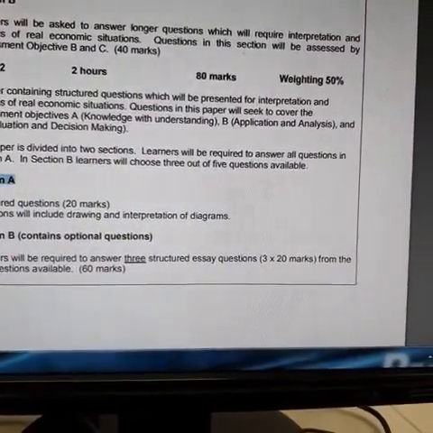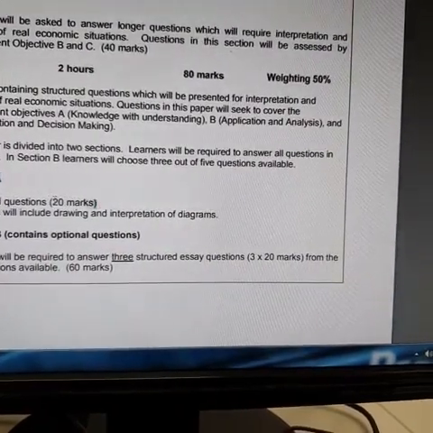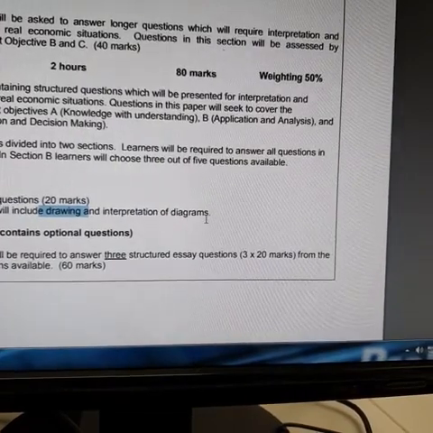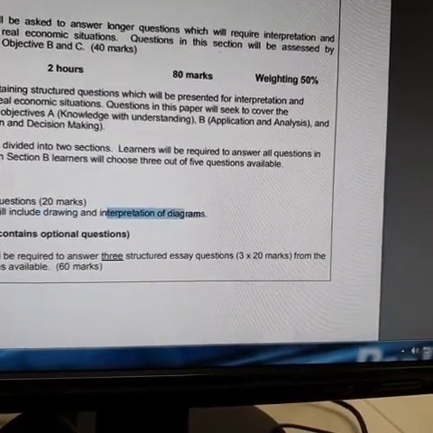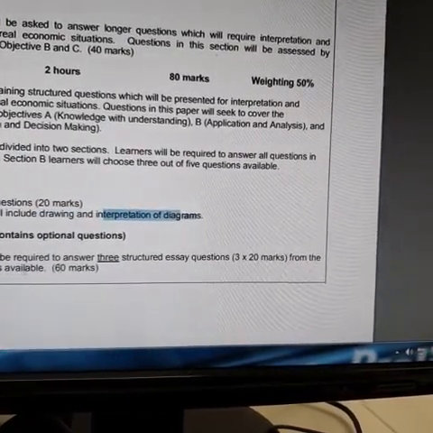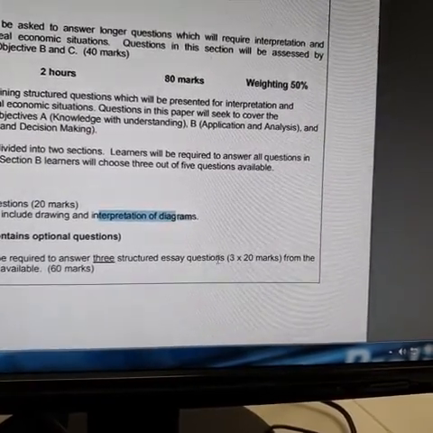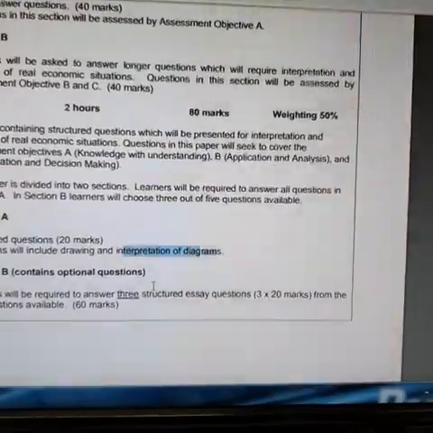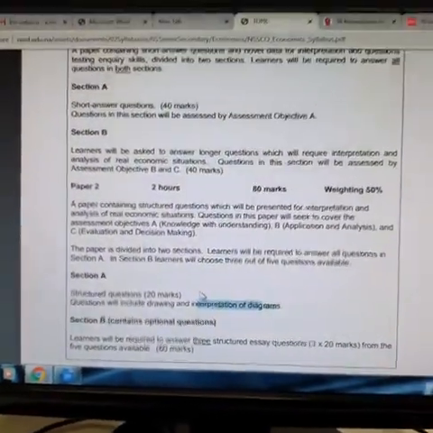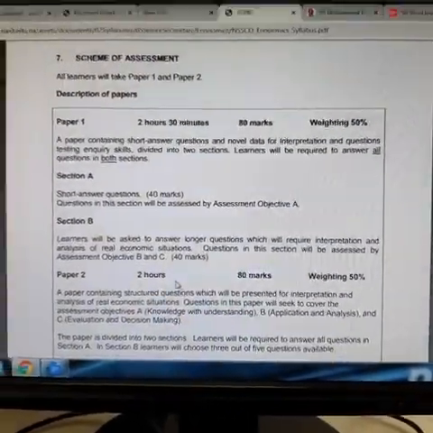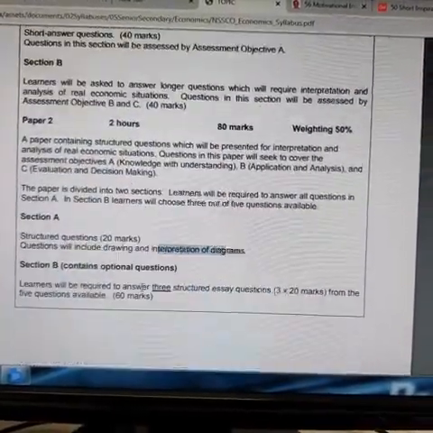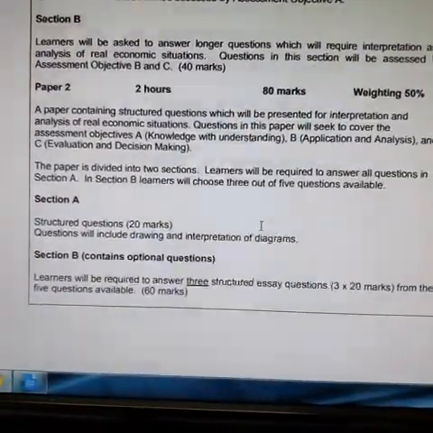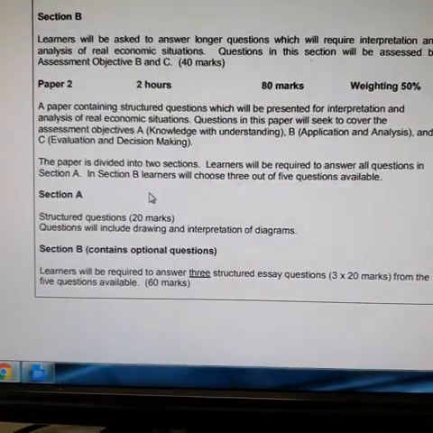Section 1 should have structured questions of 20 marks, which will include drawings, and it must also include interpretation of diagrams. In section B, each learner will be required to answer 3 structured essay questions, and so on. The syllabus clearly shows you how to set your exam question papers and what type of question you are supposed to use and set for each and every section.